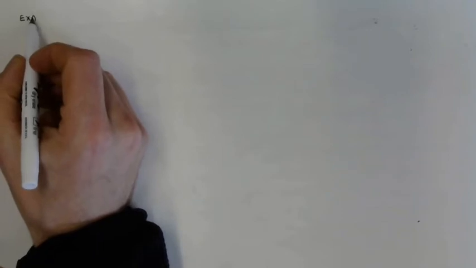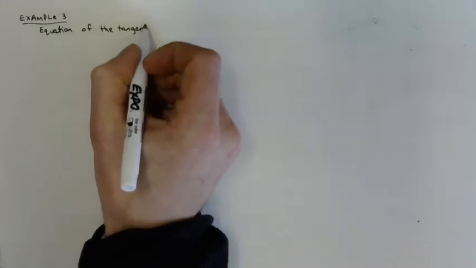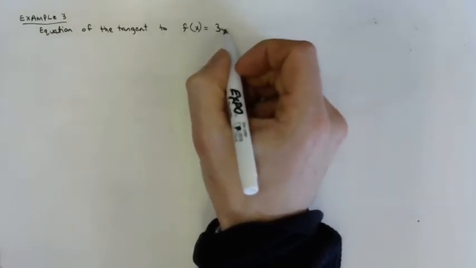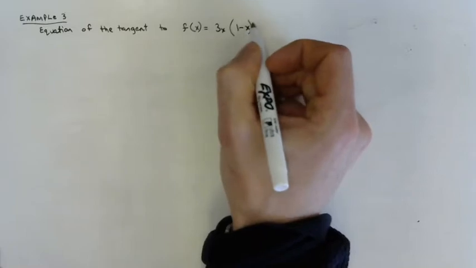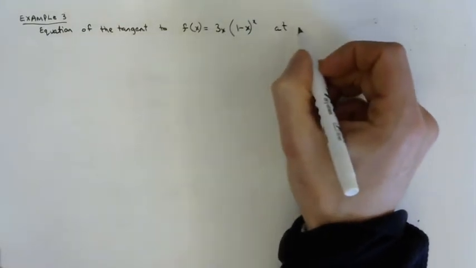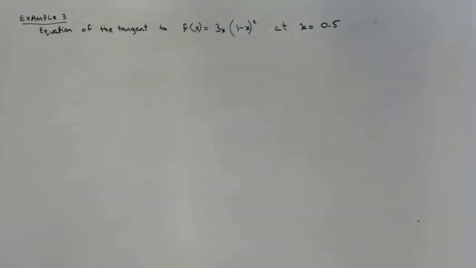So example 3, we're applying that power function rule and combining it with the product rule and the chain rule. We're determining the equation of a tangent, so there's another step in there. Equation of the tangent to f of x equals 3x times 1 minus x squared. So there's our curve, and we're finding the tangent at x equals 0.5. First thing we do is differentiate the function.